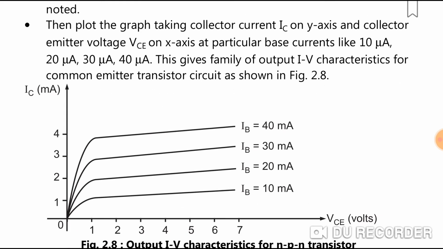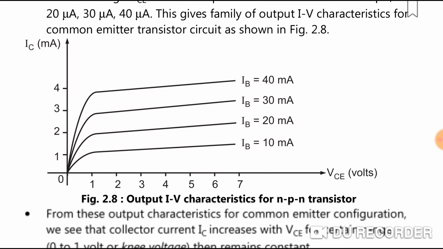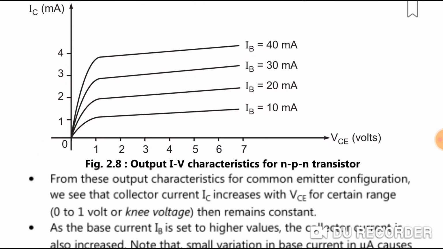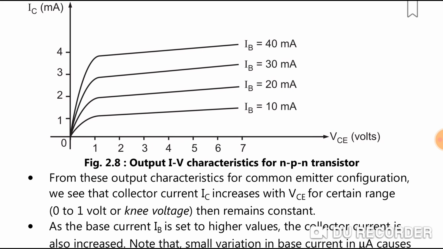Then plot the graph taking collector current IC on the y-axis and collector emitter voltage VC on the x-axis at particular base currents like 10 microampere, 20 microampere, 30 microampere, 40 microampere. This gives the family of output IV characteristics for the common emitter transistor circuit as shown in the figure. Now, output IV characteristic for an NPN transistor.